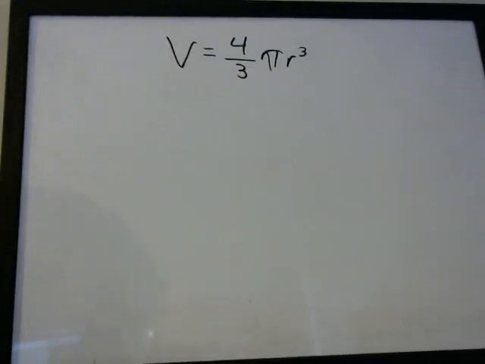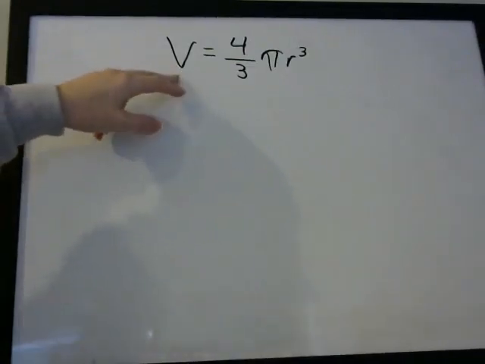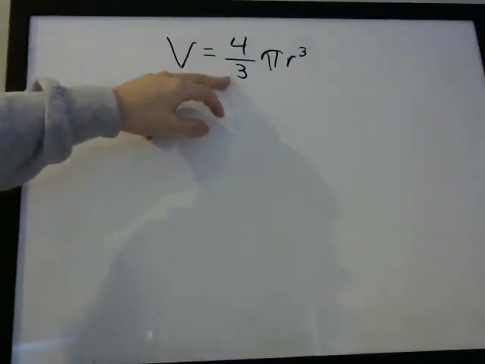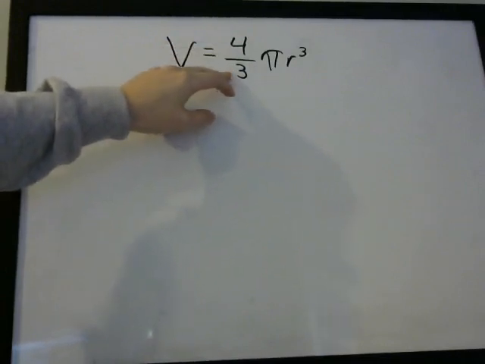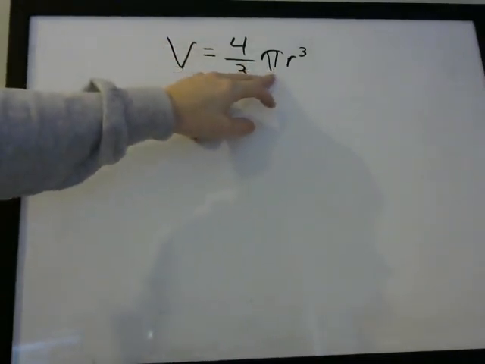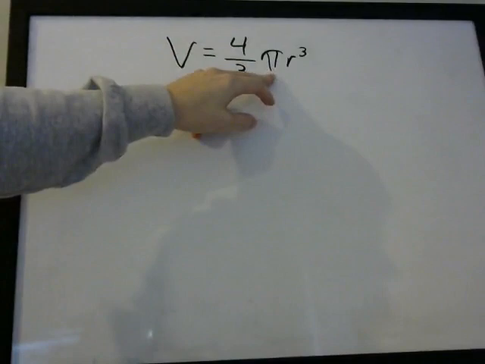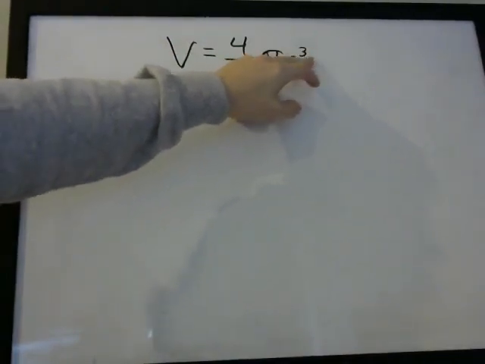In volume, the formula is on the formula sheet, so you don't need to memorize it, but you need to understand it. The volume equals 4/3, so this is a fraction. Remember, a fraction is just a division, 4 divided by 3. 4/3 times pi. Pi is just a number, 3.14, times radius cubed.